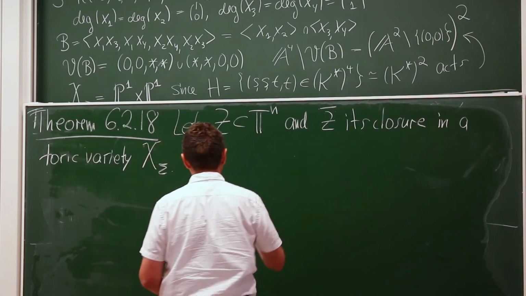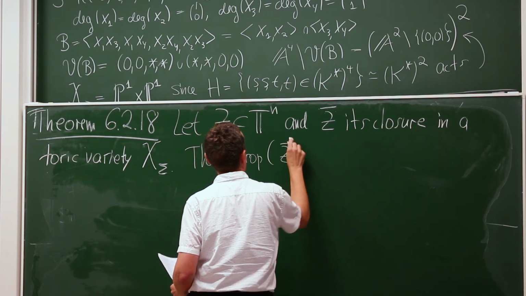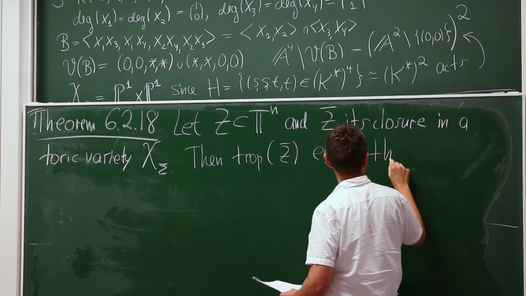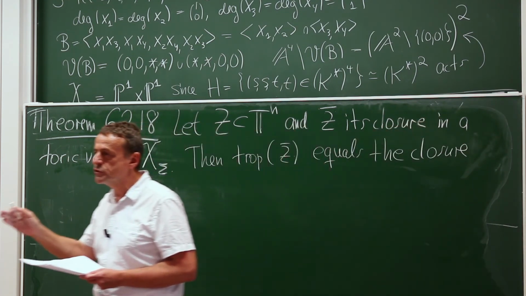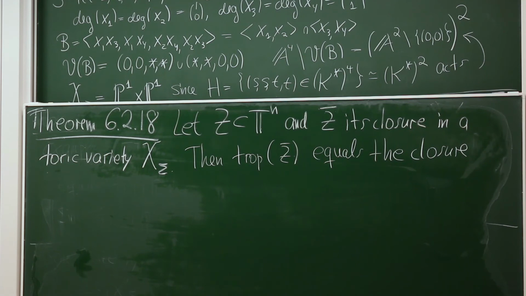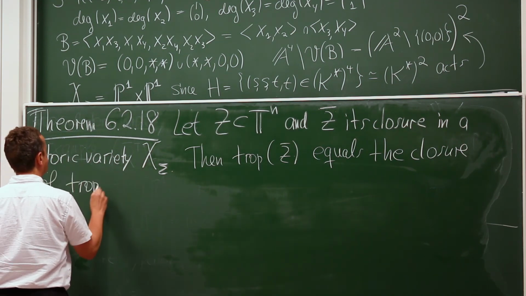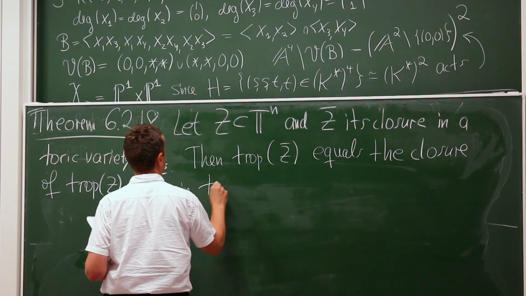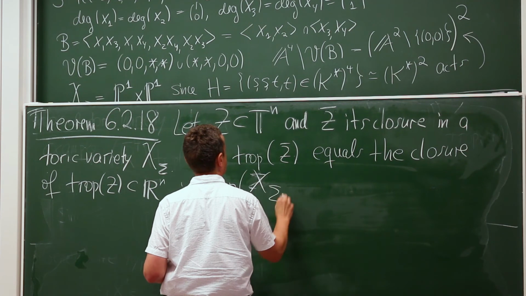So then, the tropicalization of Z bar equals the Euclidean closure. This is the usual Euclidean closure from your first class in analysis of point set topology, okay? So tropicalization of Z bar is the closure of trop Z in R to the N in trop X sigma. Okay?